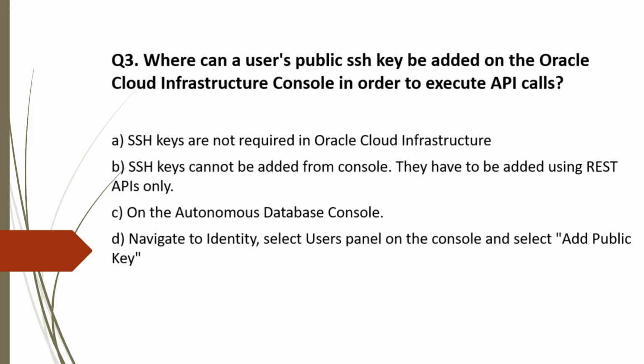Option A is incorrect, as SSH key does require. Option B is also incorrect, as it can be added from console. Option C is incorrect, as this is not accurate. Need to know exact path. Option D is correct, as this is the actual step we need to perform. So the correct answer for question 3 is option D.